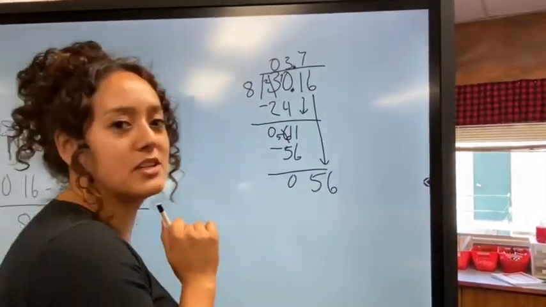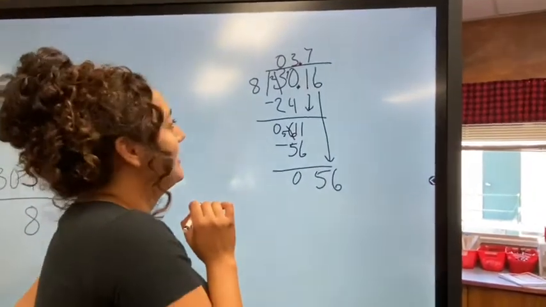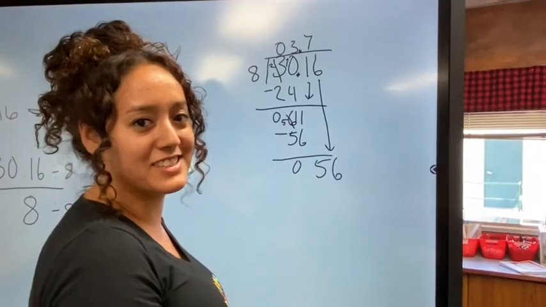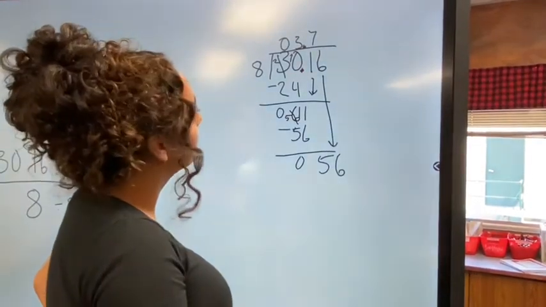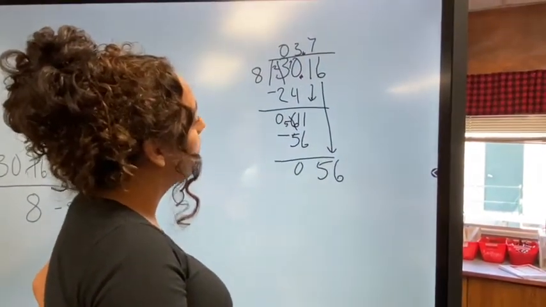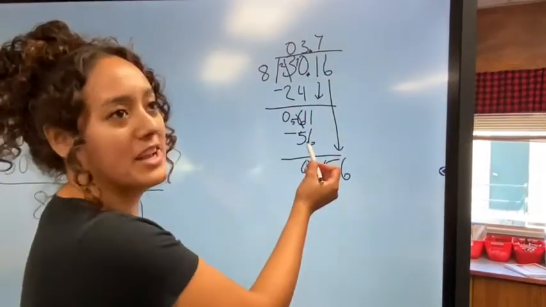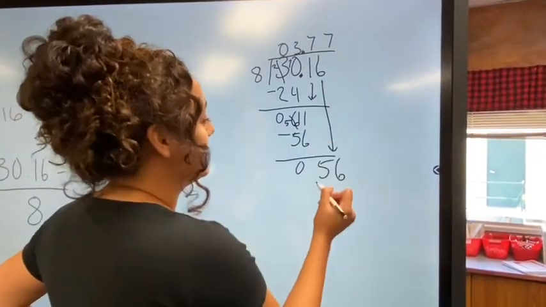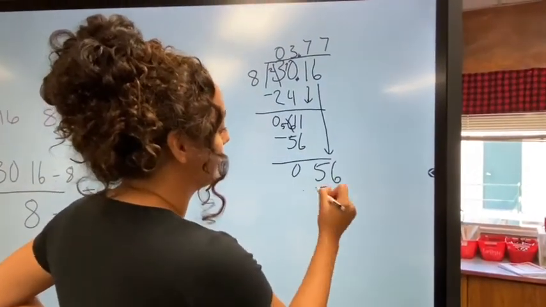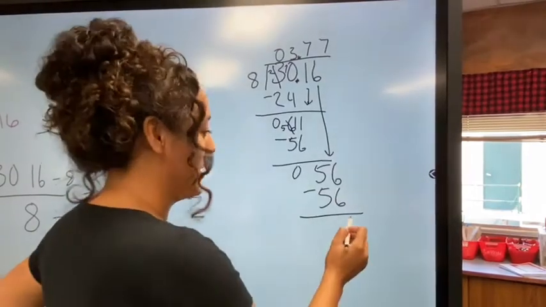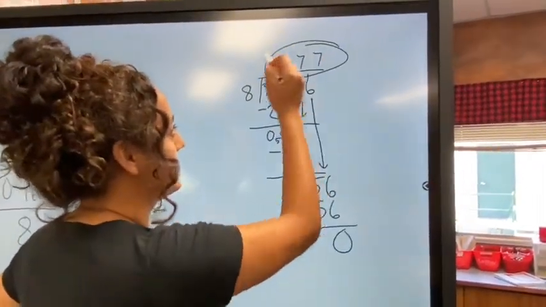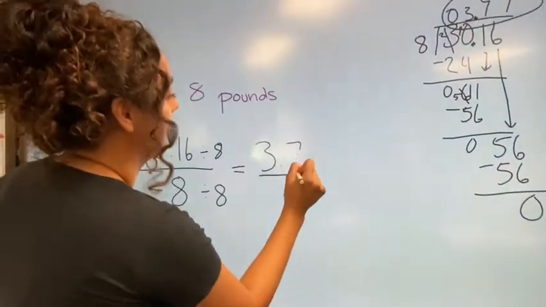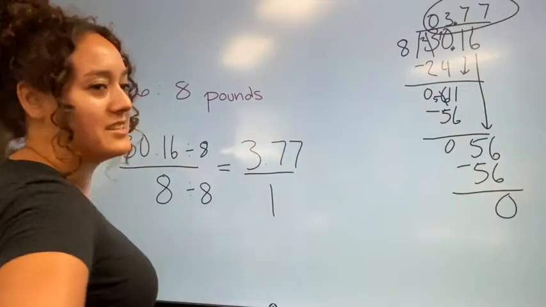And now Mickey Mouse is gonna teach. All right, everybody, so how many times can we get 8 into 56? Well, we already saw it over here. 7 times 8 is 56. So we're going to put 7. 7 times 8 is 56. Hot diggity dog, we got 0. So our final answer is 3.77. And we can put it over here. And that is how you do it.